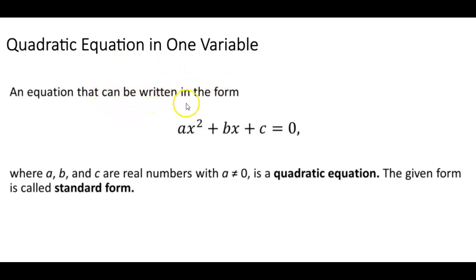An equation that can be written in the following form, where we have ax squared plus bx plus c equals 0, where a, b, and c are real numbers, with a not equal to 0, is a quadratic equation. The given form is called a standard form.